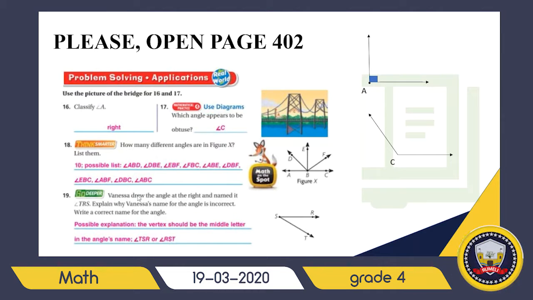Good. Question 19. It says Vanessa drew the angle at the right and named it angle TRS. Explain why Vanessa's name for the angle is incorrect. Write a correct name for the angle. She drew this angle and she said angle TRS. Remember, if you put R here, R should be at the vertex. R should be in the middle, but S is in the middle. So, if S is the vertex, in this situation, I need to name it like RST or angle TSR. So you can give a name like this, angle TSR or angle RST. You can switch the place of R and T, but you cannot switch the place of S. S always should be in the middle because the vertex should be in the middle.